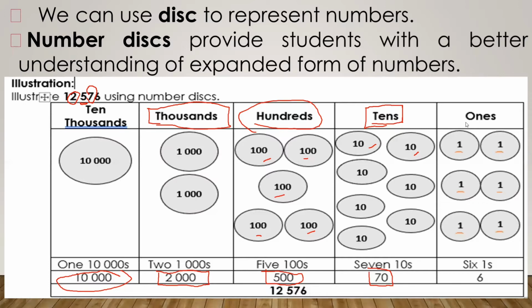Next is yung ones natin. Ilan yung ones natin? Ano yung digit niya? 6. Since 6 ito, therefore, the discs na meron tayo ay 6 din.